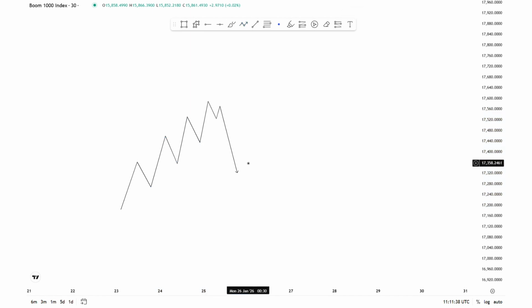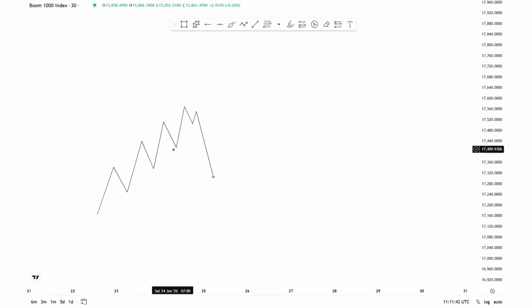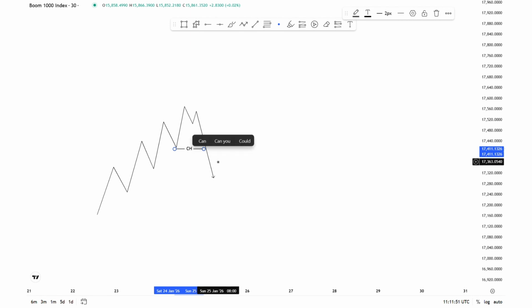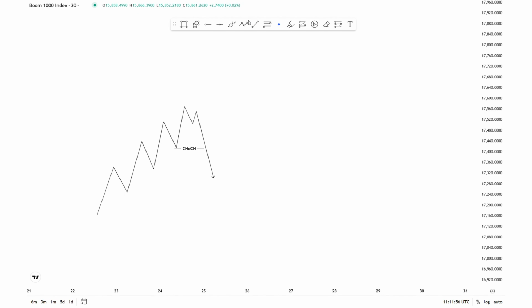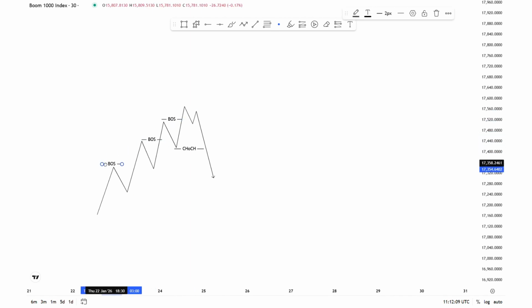Now this is one thing that we've always been talking about. This is going to be your change of character, where you can use this as a confluence that the price might be seeking reversal. We might now be shifting from the price being bullish, keeping on breaking highs, to the price starting to give us a signal that it is going to change direction. So these will be our recent or previous breaks of structure, successive breaks of structure here, here, also here.